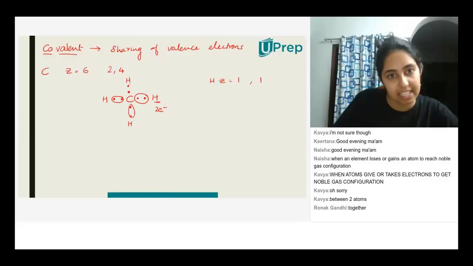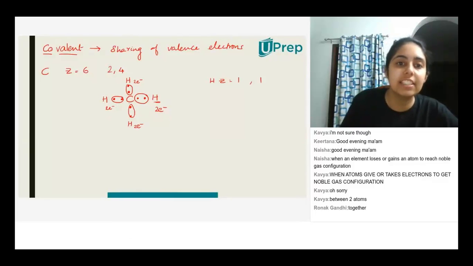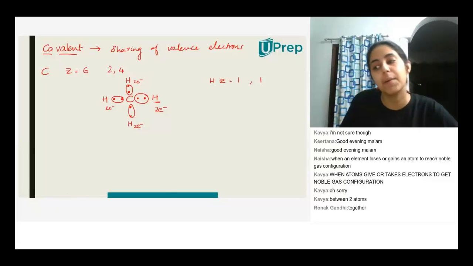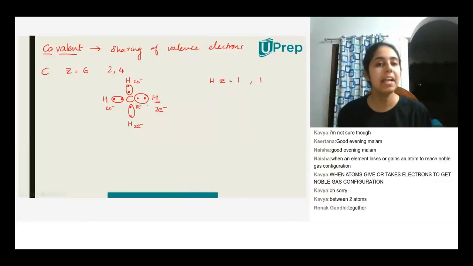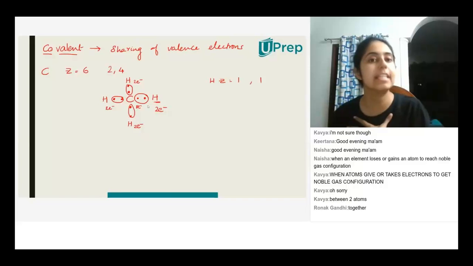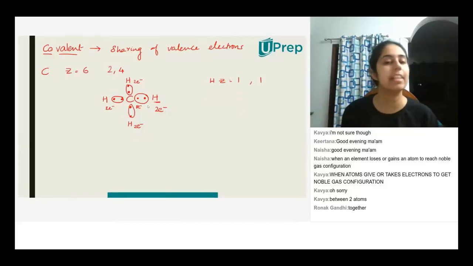CH4. Yes. So now each of these hydrogens has 2 electrons, 2 electrons, 2 electrons. Now how many electrons does this carbon end up having after sharing? 8. 8 electrons. Great. So this is kind of like a win-win situation, right? Carbon ends up following the octet configuration, and all of the hydrogens end up getting the duplet configuration, and everything is fine. So this process of not losing any electrons, not gaining any electrons, but simply sharing electrons is called covalent bonding.